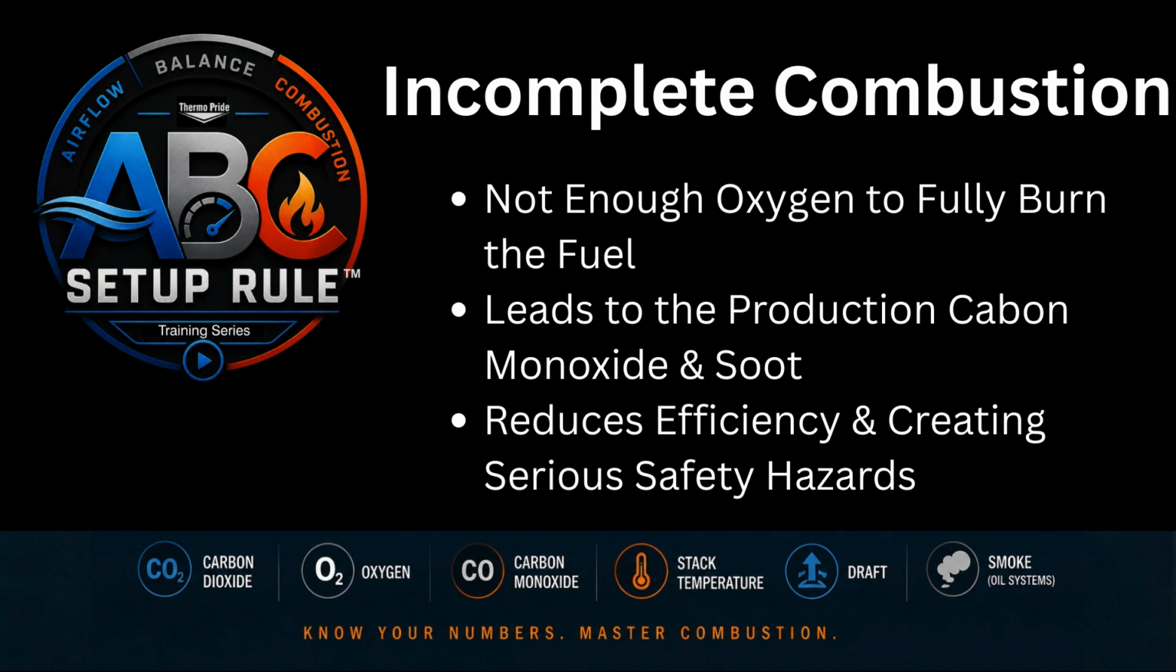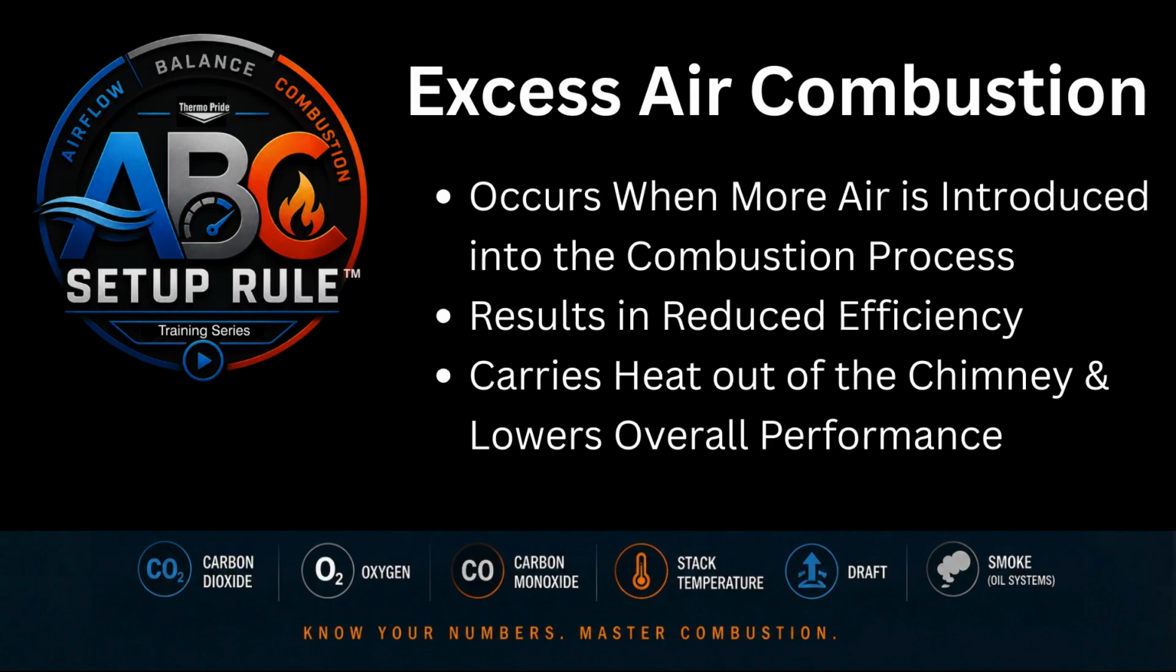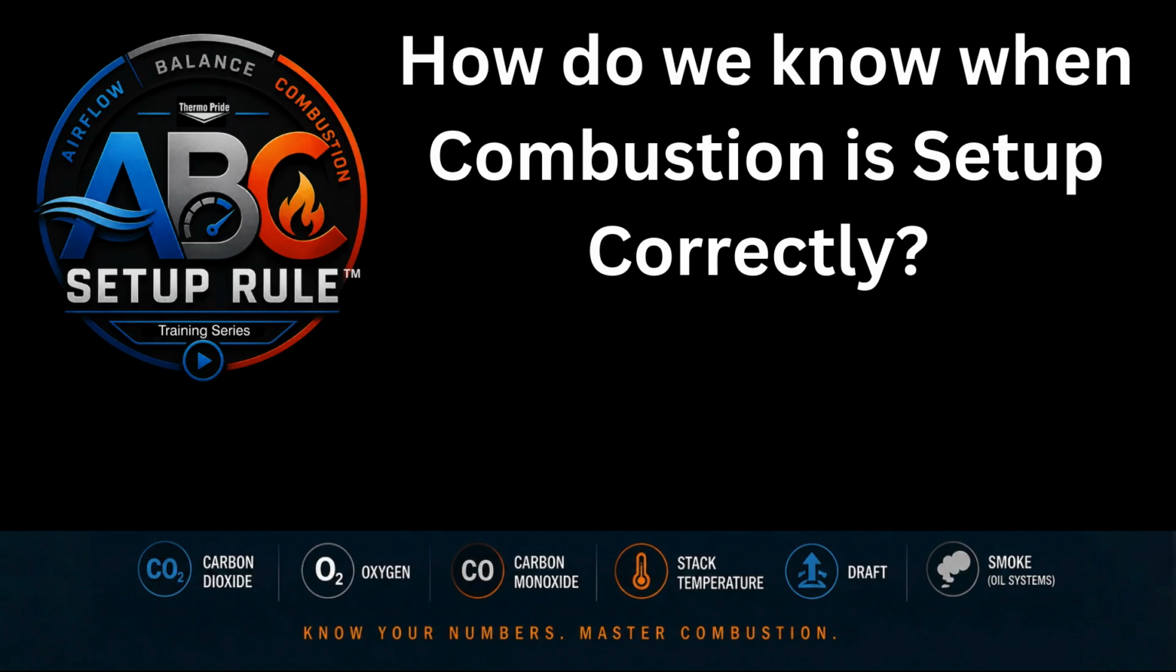Incomplete combustion occurs when there is not enough oxygen to fully burn the fuel. This leads to the production of carbon monoxide and soot, reducing efficiency and creating serious safety hazards. Excess air combustion occurs when more air than necessary is introduced into the combustion process. While this condition is safer than incomplete combustion, it reduces efficiency by carrying heat out through the chimney and lowering overall system performance.